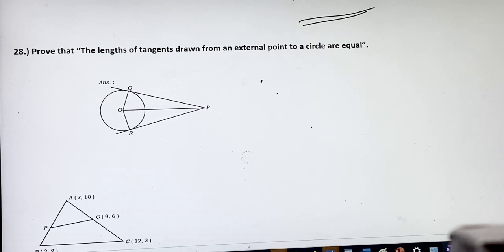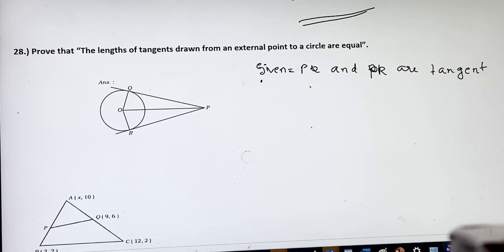So how do we prove it? Now in the diagram you can see that QP and RP are the tangents drawn from the point P. So you have to write what is given here. What is given: PQ and PR are the tangents.